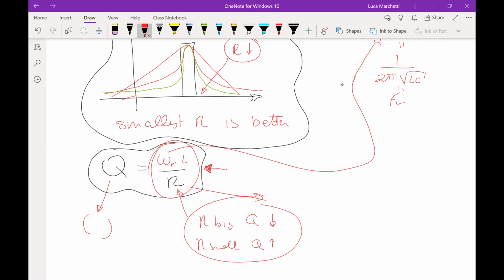R is an impedance, or a resistance, which is measured in ohm. And omega L, if you remember, is nothing else than the reactance of the inductance. And this one is also measured in ohm, right? So at the numerator I have ohm, at the denominator I have ohm. Ohm divided by ohm is dimensionless. And this makes sense because Q has to be dimensionless. If I had put a square here, then Q would not be dimensionless anymore.